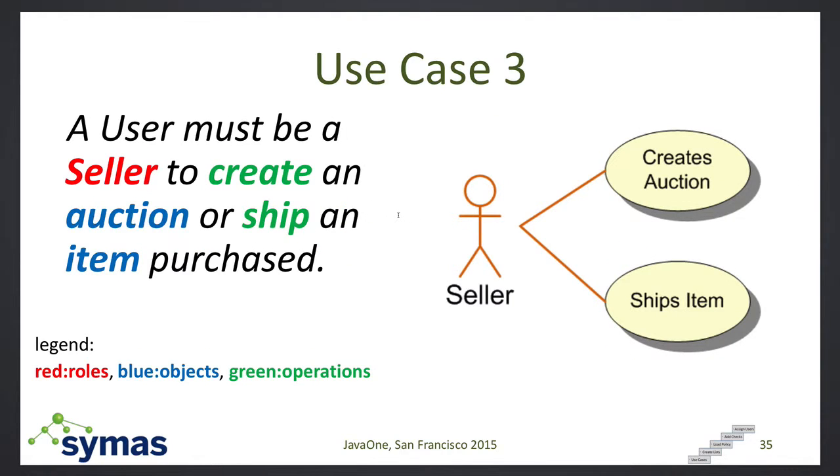Use case 3, we have sellers, and they can create auctions and ship items. So we can parse this into a statement that says a user must be a seller to create an auction or ship an item purchased. Turning those elements into RBAC entities, we have a new role called seller, and we have 2 permissions, auction create and item ship.